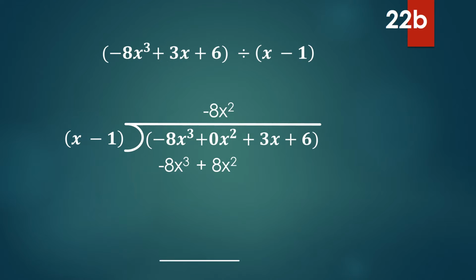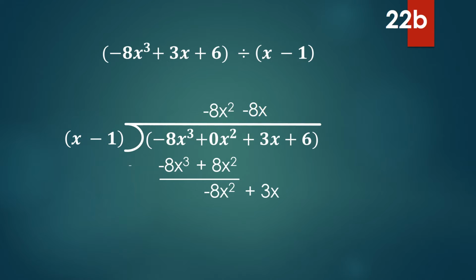Then you subtract the terms. Negative 8x cubed minus negative 8x cubed is 0. 0x squared minus 8x squared is negative 8x squared. Bring down the 3x, you have this binomial. You look at what you multiply x by to give you negative 8x squared.